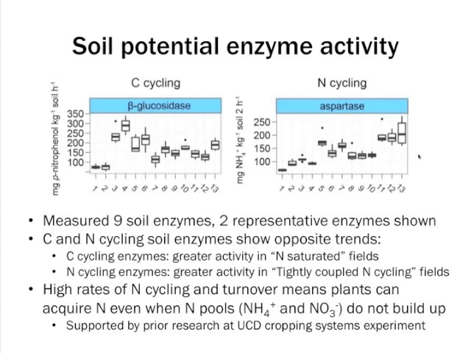And this really helps us understand what's going on, because these high activities of nitrogen cycling enzymes are supporting higher rates of nitrogen cycling and turnover, which means that plants can acquire nitrogen even when nitrogen pools, ammonium and nitrate, are not building up.